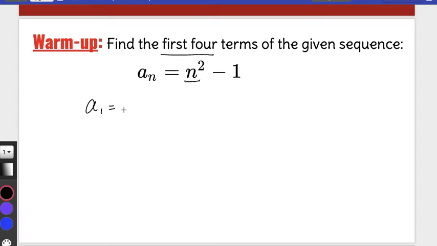The first four terms are for n equal to 1, 2, 3, 4. So all we need to do is replace n with these numbers accordingly.